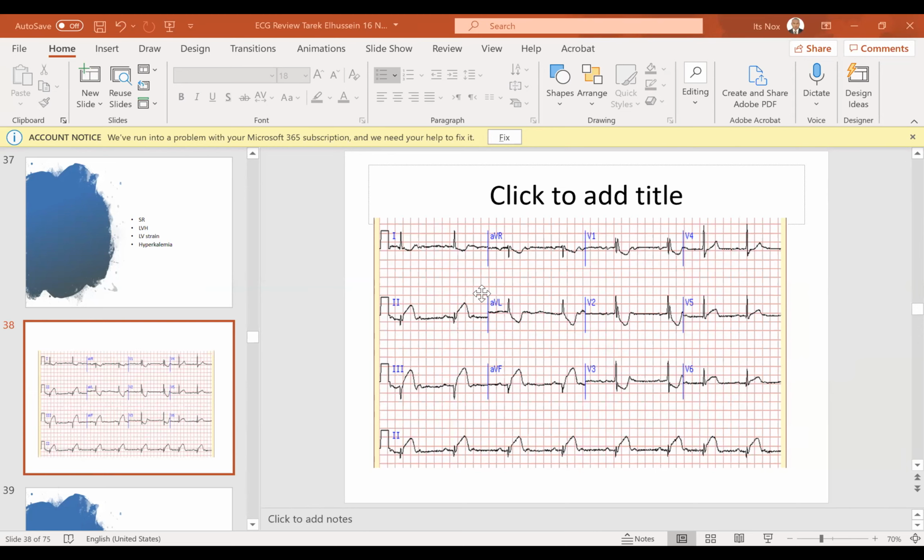Sir, just a clarification, sorry. If I have an inferior infarct with elevation instead of reciprocal mirror changes at lead 1 and AVL, does it signify involvement of LCX?